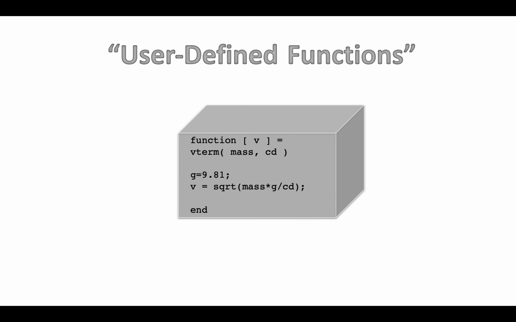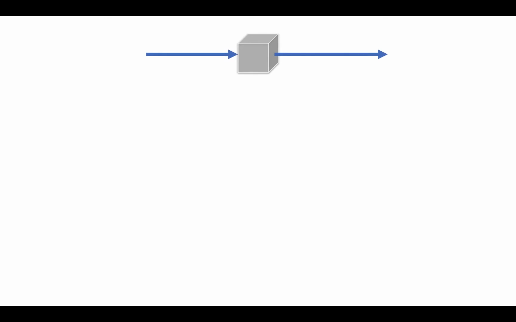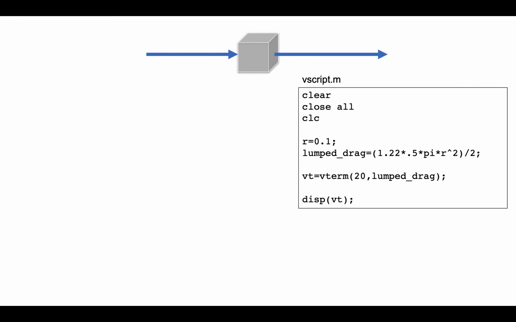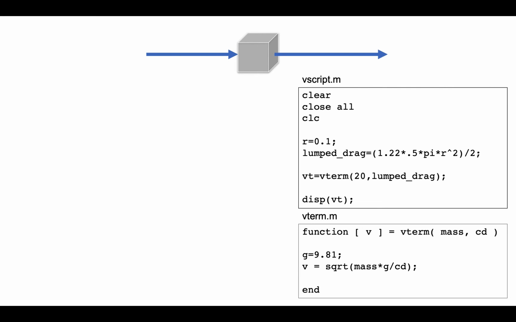Now, if user-defined functions look something like this, an anonymous function is much smaller. You can think of an anonymous function as an equation, really. In a user-defined function, you might do something like display to the screen, or you might print something or do a plot. In the anonymous function, you're saving just an equation. So here you have an input and an output. If you remember before your vscript.m and your vterm.m, this is the script and the function that we talked about previously.